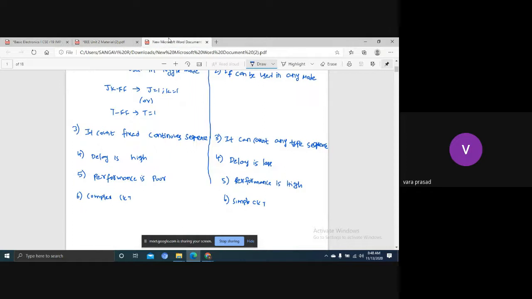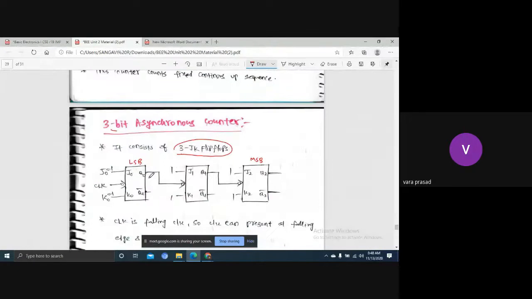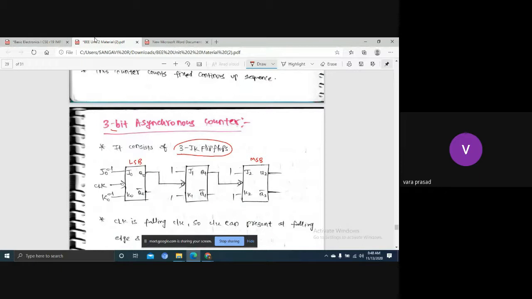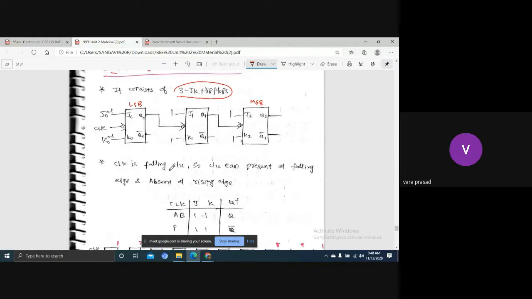I said the first point: clocks are different. Clock is different for all flip flops. Next one, flip flops can be used in toggling mode, which means for the JK flip flop I need to use J equal to 1, K equal to 1. Check it here: yes, J and K are always 1 1. Please keep it in mind. Now, the clock is present at the negative edge. Here I agree, the clock is falling, a negative edge clock.